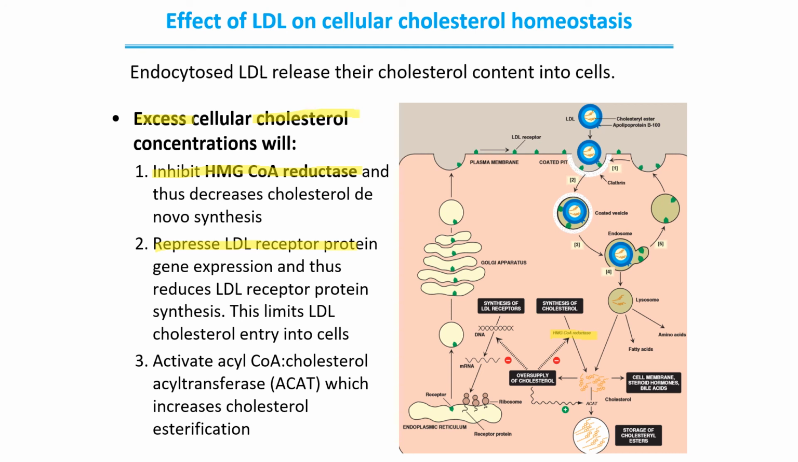And another function of this high cholesterol, which I forgot to mention, is that it activates the ACAT enzyme. And this enzyme, which I told you about, is going to synthesize cholesterol esters from the cholesterol molecule. So when we have too much cholesterol, obviously we can store it. So in this scenario, high cholesterol will activate this ACAT enzyme.